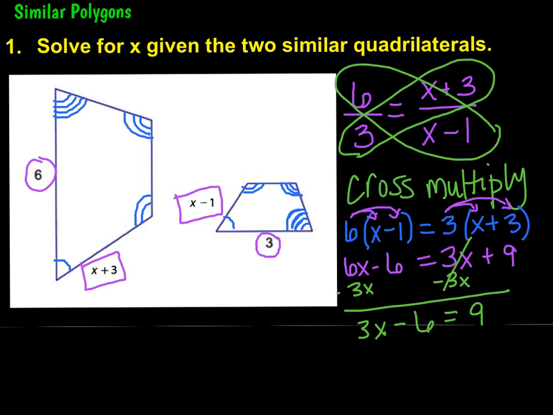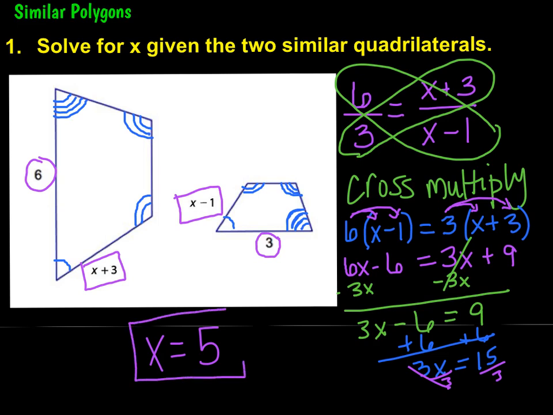So these will cancel. Almost there. We're going to add 6 to both sides. And we get 3x equals 15. And once we divide by 3 on both sides, we end up with x equals 15 divided by 3, 5. So x equals 5.